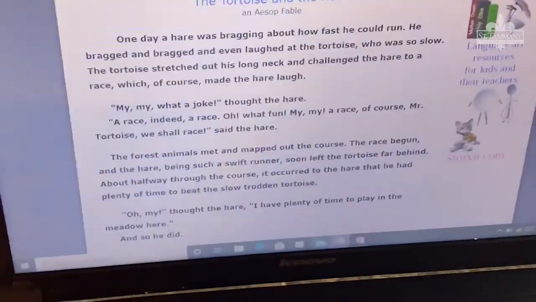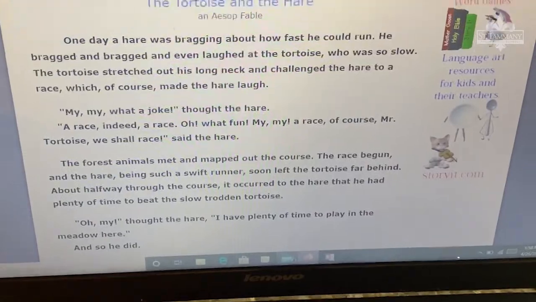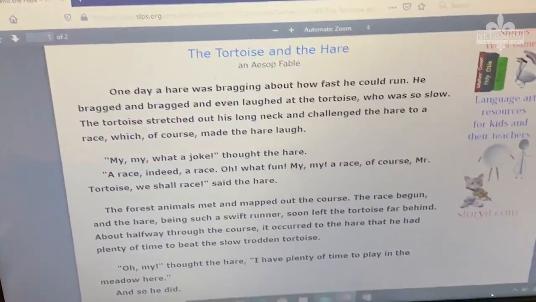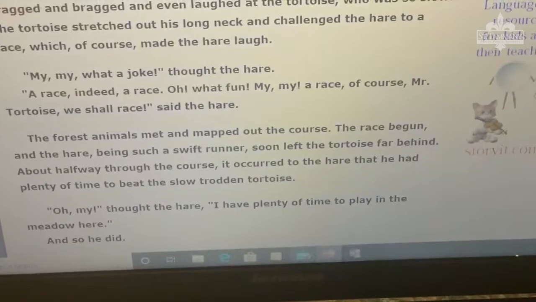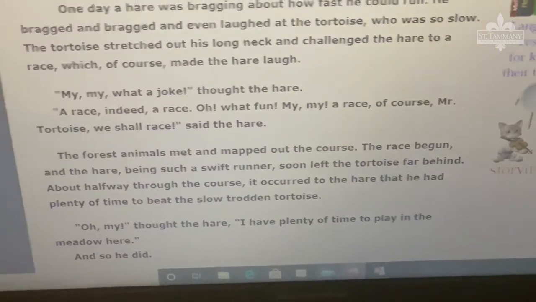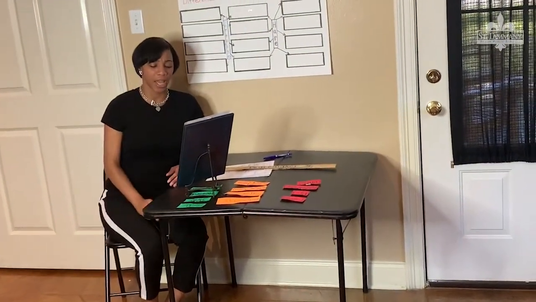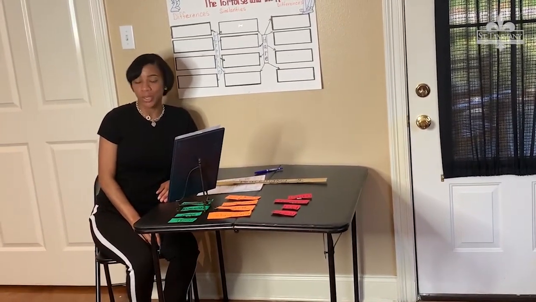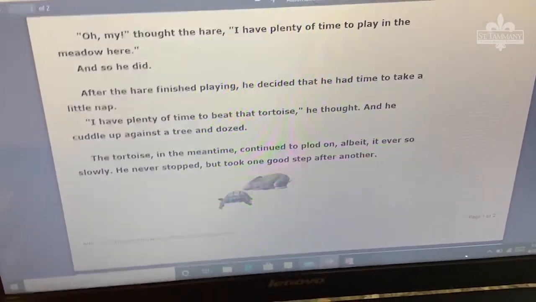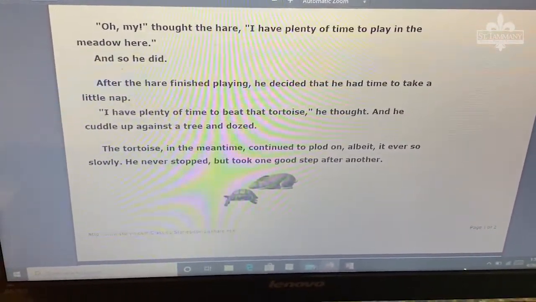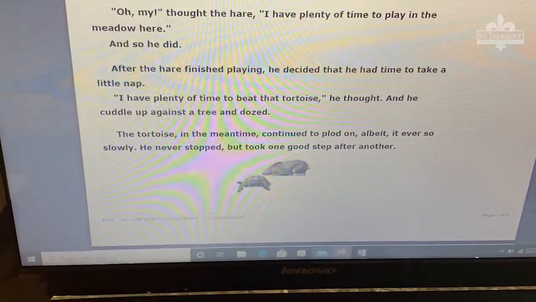The forest animals met and mapped out the course. The race begun, and the hare began such a swift run, he soon left the tortoise far behind. About halfway through the course, it occurred to the hare that he had plenty of time to beat the slow trotting tortoise. "Oh my," thought the hare, "I have plenty of time to play in the meadow here." And so he did. After the hare finished playing, he decided he had time to take a little nap. "I have plenty of time to beat that tortoise," he thought, and he curled up against a tree and dozed.